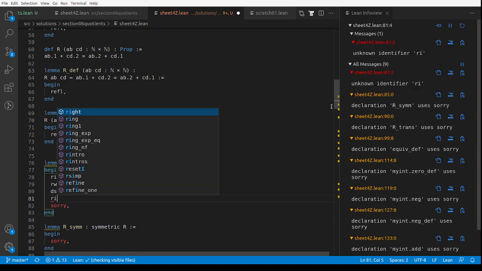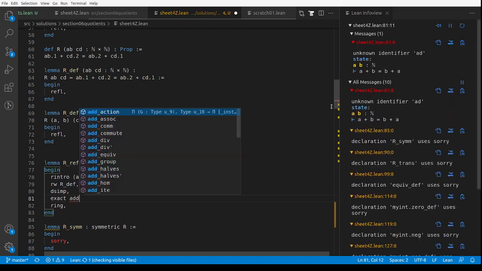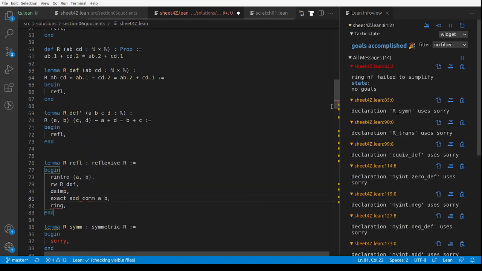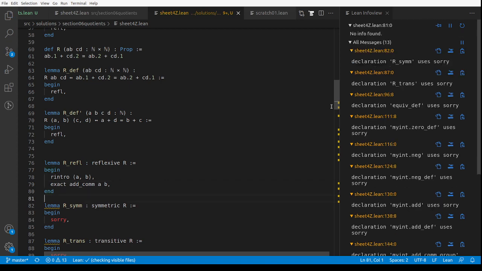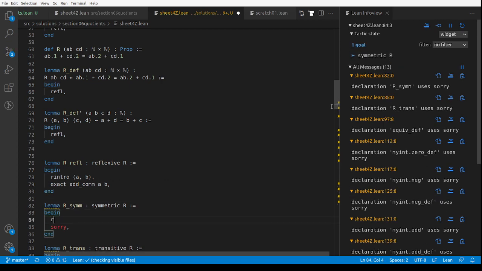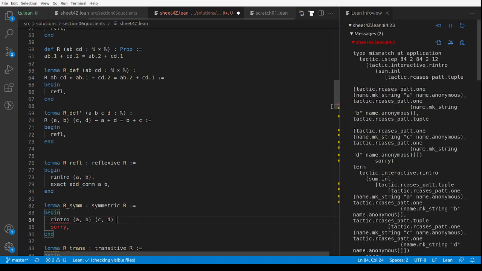So in fact, we could just ring, right? That would be the way to do it. I guess it's called, I could exact add_comm. I could probably do it like that. Yeah, that works as well. So symmetric, rintro, I guess A, B, C, D, and then there'll be some H.